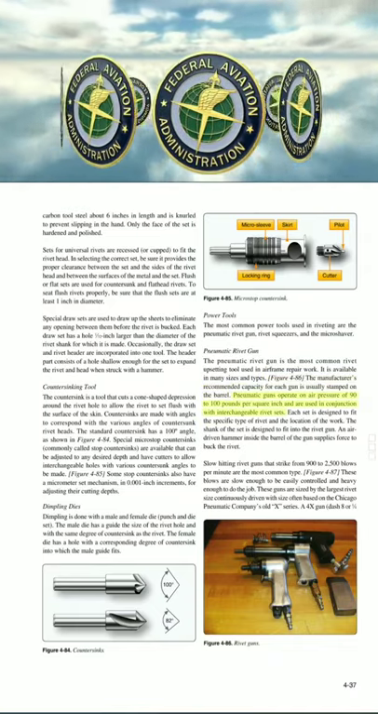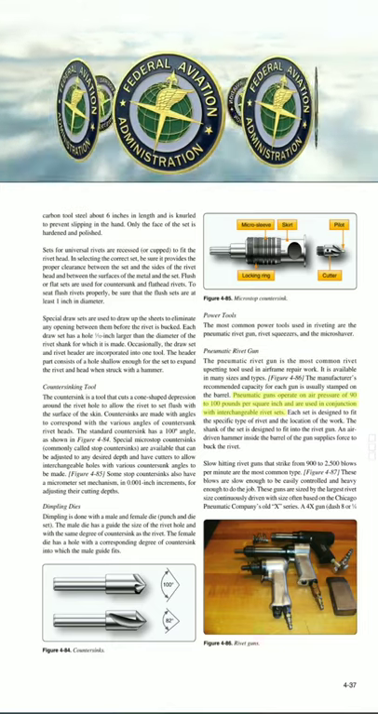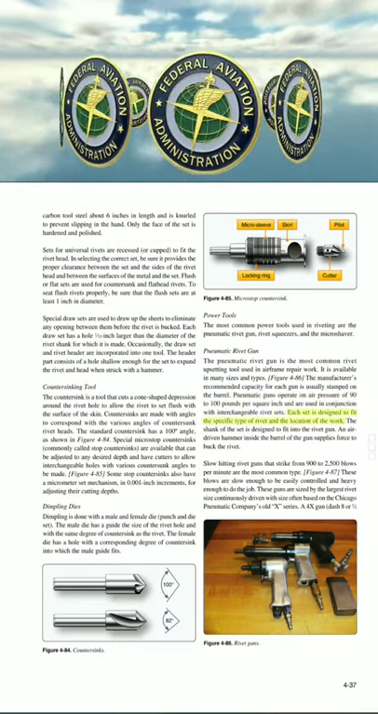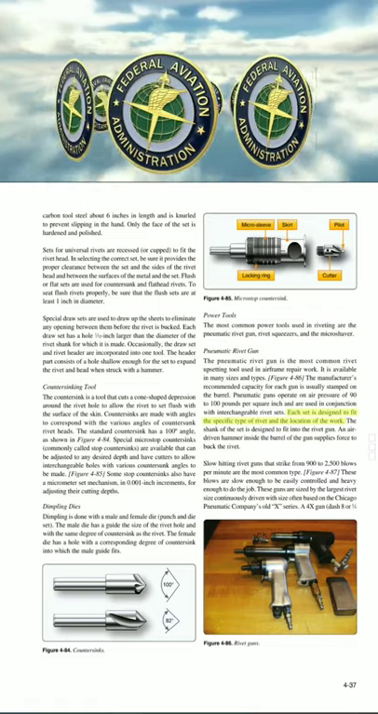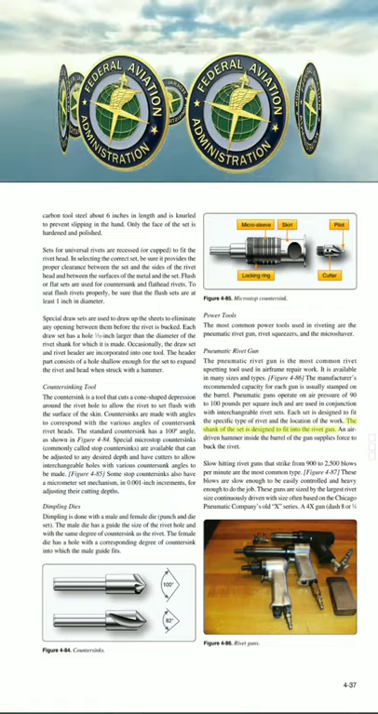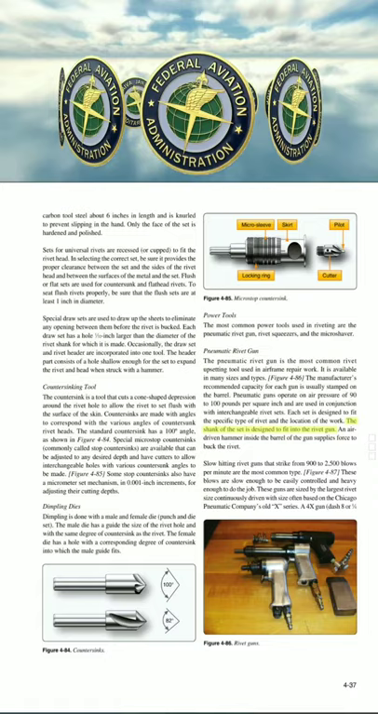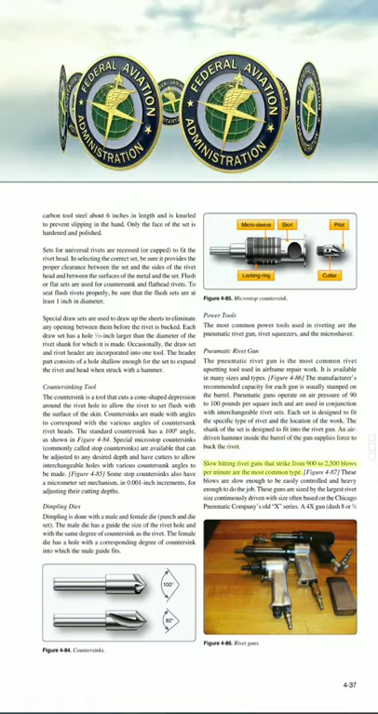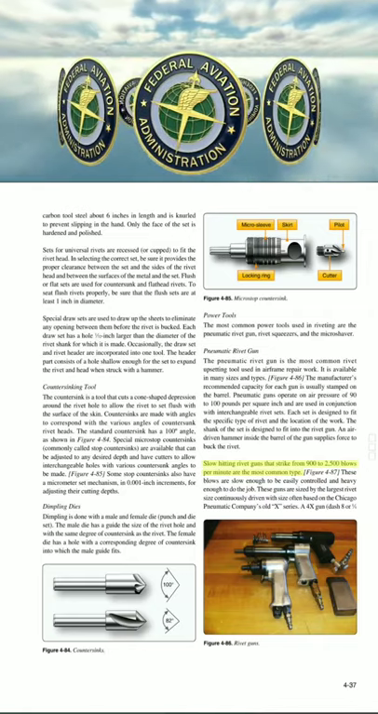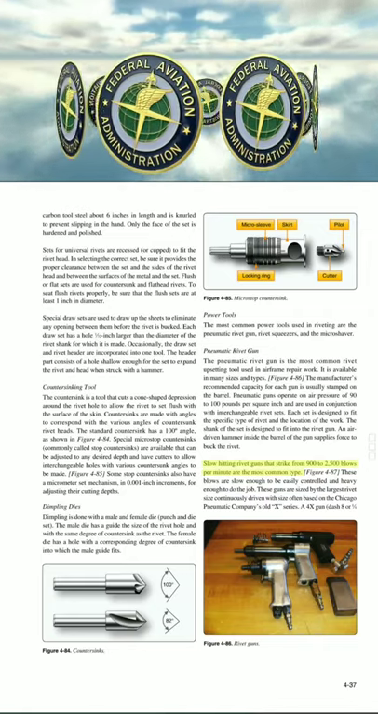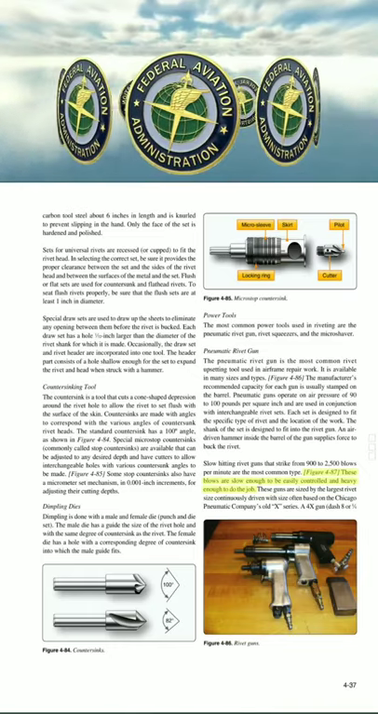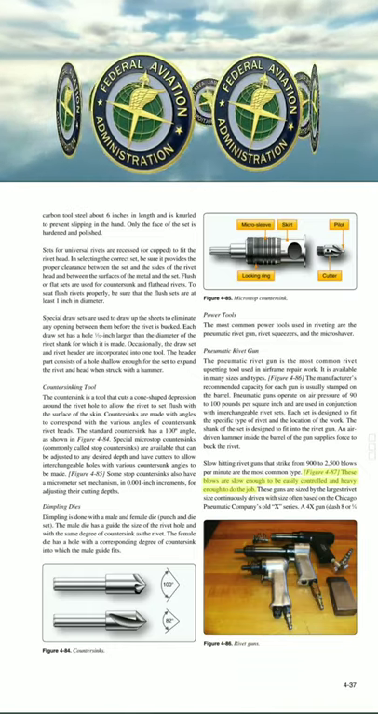Pneumatic guns operate on air pressure of 90 to 100 pounds per square inch, and are used in conjunction with interchangeable rivet sets. Each set is designed to fit the specific type of rivet and the location of the work. The shank of the set is designed to fit into the rivet gun. An air-driven hammer inside the barrel of the gun supplies force to buck the rivet. Slow-hitting rivet guns that strike from 900 to 2,500 blows per minute are the most common type. Figure 4-87. These blows are slow enough to be easily controlled and heavy enough to do the job.